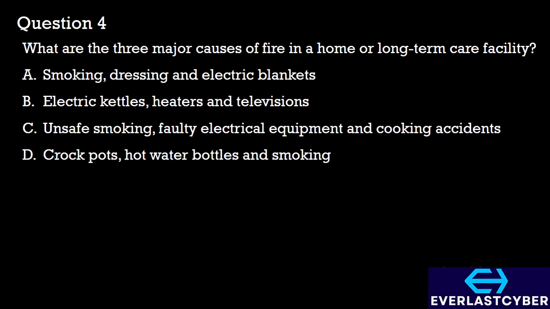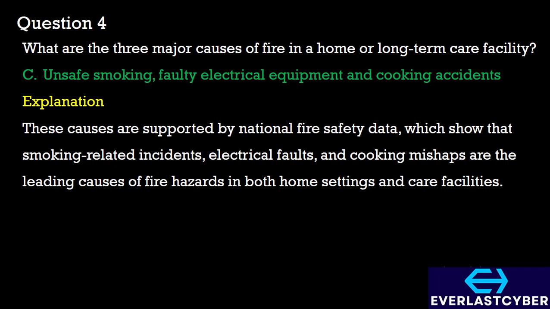We'll begin with option C here. Unsafe smoking includes smoking in bed or improperly disposing of cigarette butts, which can easily ignite materials like bedding or furniture. Faulty electrical equipment like damaged wires, overloaded circuits, or malfunctioning appliances can lead to an electrical fire. Cooking is the leading cause of home fires, particularly when food is left unattended on the stove or in the oven. So these are the 3 major causes of fires in both homes and long-term care facilities.